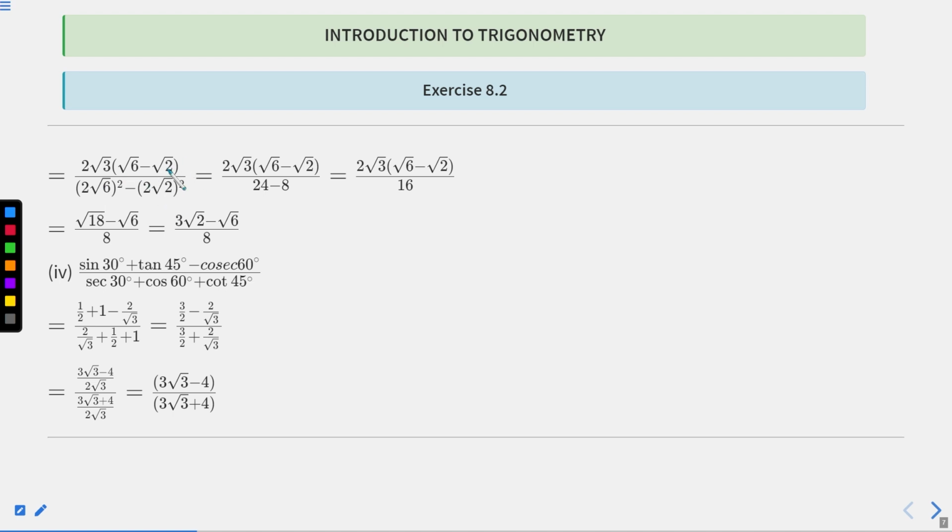Okay, and in the denominator this is equal to (2 times root 6) whole square minus (2 times root 2) whole square. And if we simplify it, then you will get this is equal to 2 times root 3 into (root 6 minus root 2) divided by 24 minus 8. Okay, and this is equal to 2 times root 3 into (root 6 minus root 2) divided by 16. And this is equal to (root 18 minus root 6) divided by 8.